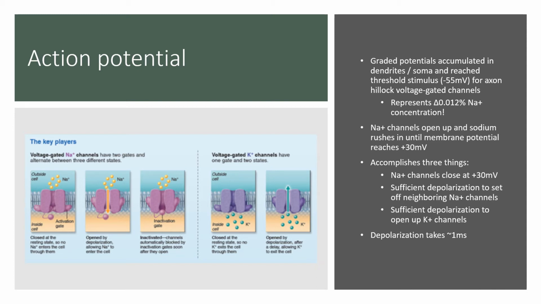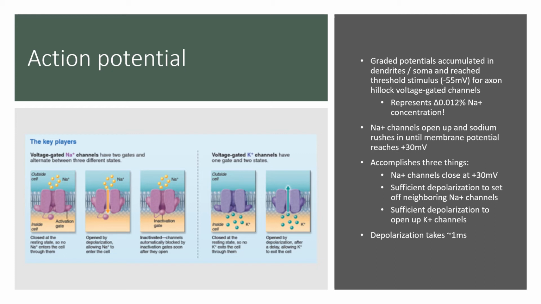When sodium has rushed in so much that the inside of the cell at that spot hits positive 30 millivolts, the sodium channels turn off. Minus 55 on, positive 30 off. So 3 things happen. First of all, after all that rushed in, the sodium channels close, and you have sufficient depolarization to set off the next downstream sodium channels.